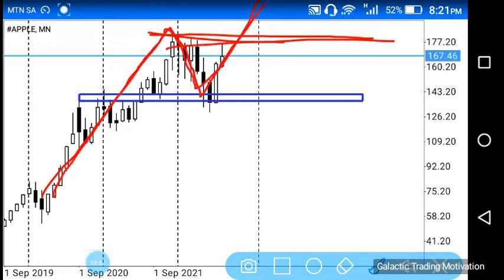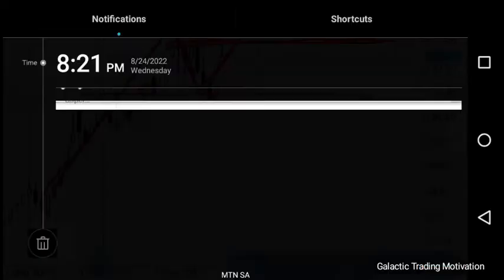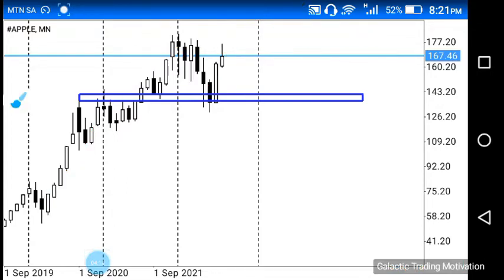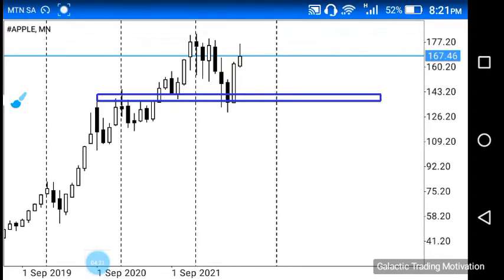breaking this level over here and making it an area of strong support. And should price do that, we will wait for it to come back to this level again, which is a level of support, and then we will look for possible buying opportunities. That is, if price closes above this level. Anyway, let's proceed. So what else do we see on this chart?